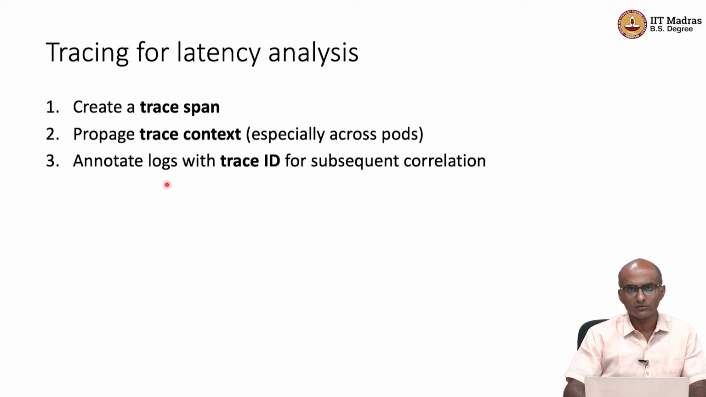Tracing is a very useful activity that's available for being able to look at what happened to one specific request. So the way you would go about tracing for things like latency or understanding where a specific request got dropped is to use something called a trace span. The trace span is a concept that allows you to create a trace ID and then propagate that across your log information and propagate that across your microservices that are handing off to each other using APIs. So you propagate the trace context across the pods, and then you also annotate the logs so that subsequently you can correlate all of this together. So we'll take an example in the hands-on session.